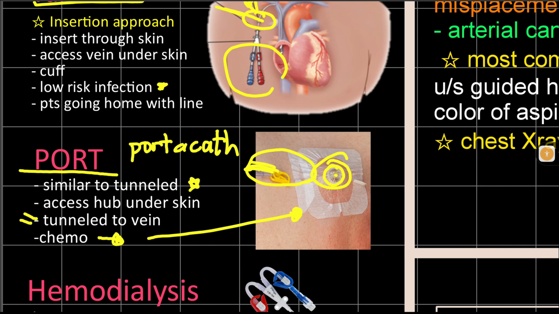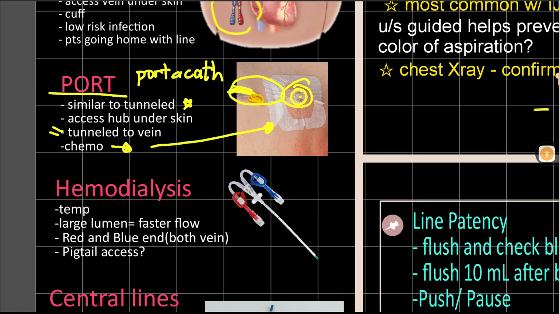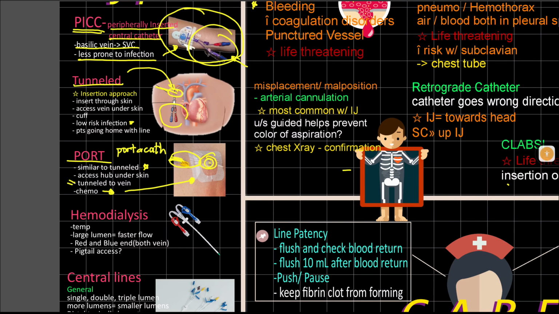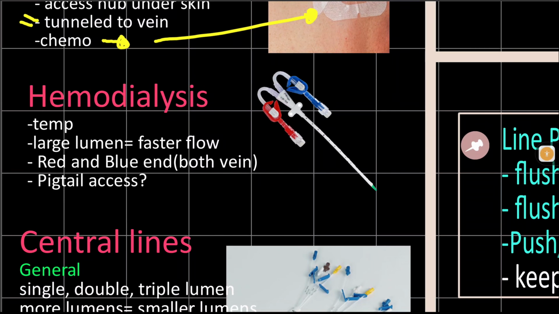All right. Of course, you're gonna follow aseptic technique because you don't want the needle to be contaminated before it penetrates the portacat. Okay. Are we good with your PICC line, tunneled, and portacat? Very good. Next, we're going to proceed with your hemodialysis central line.